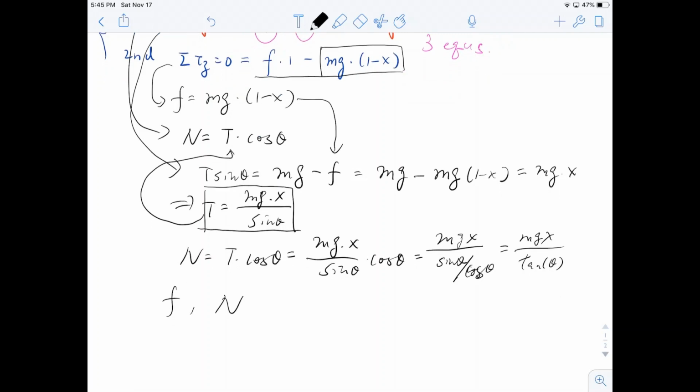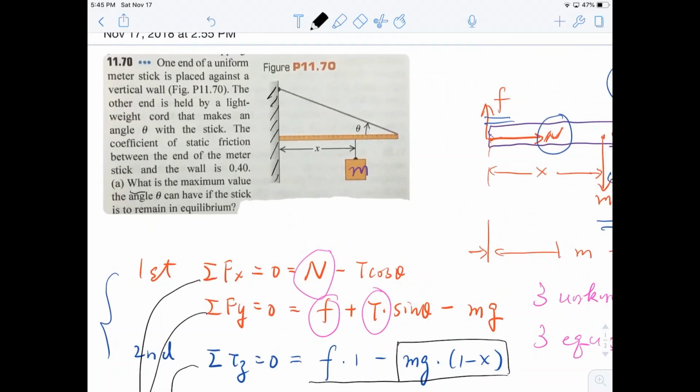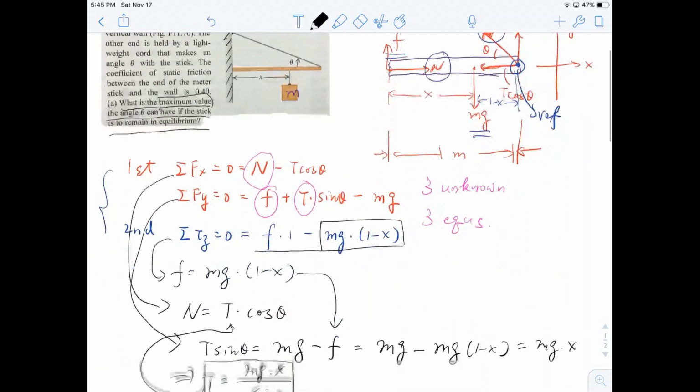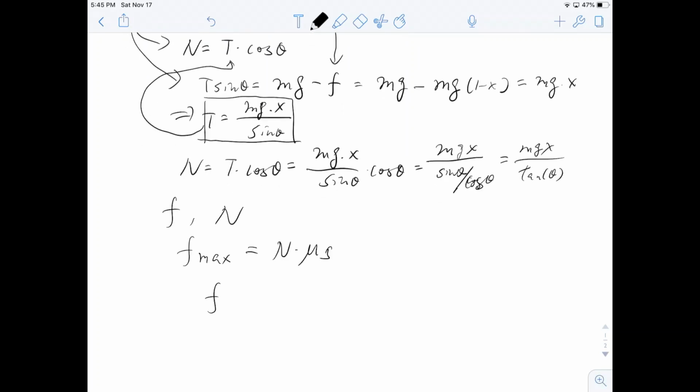So let's look at what the problem asks. It asks what is the maximum value of theta that it can have if the stick is to remain in equilibrium. What is the condition that can meet that? The maximum friction force would be equal to N times mu_s. So that means the friction force that we calculated needs to be smaller than or equal to N times mu_s.